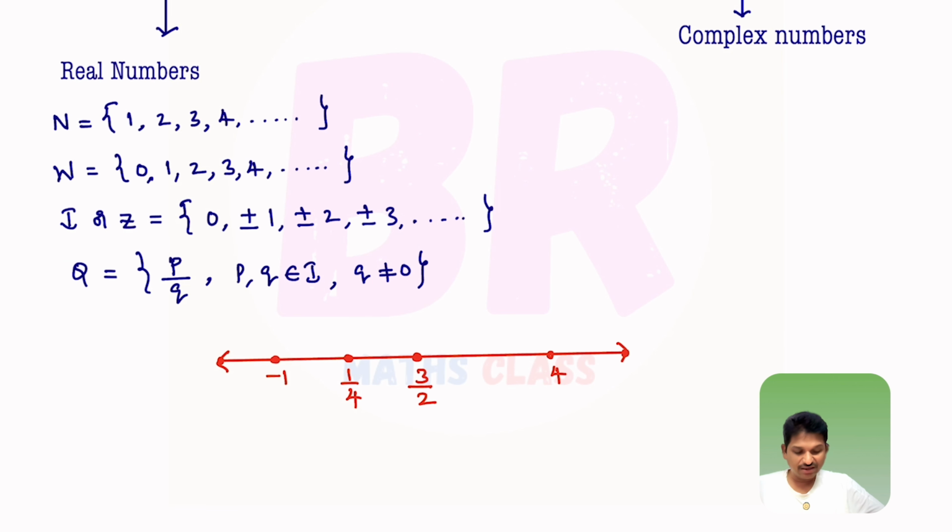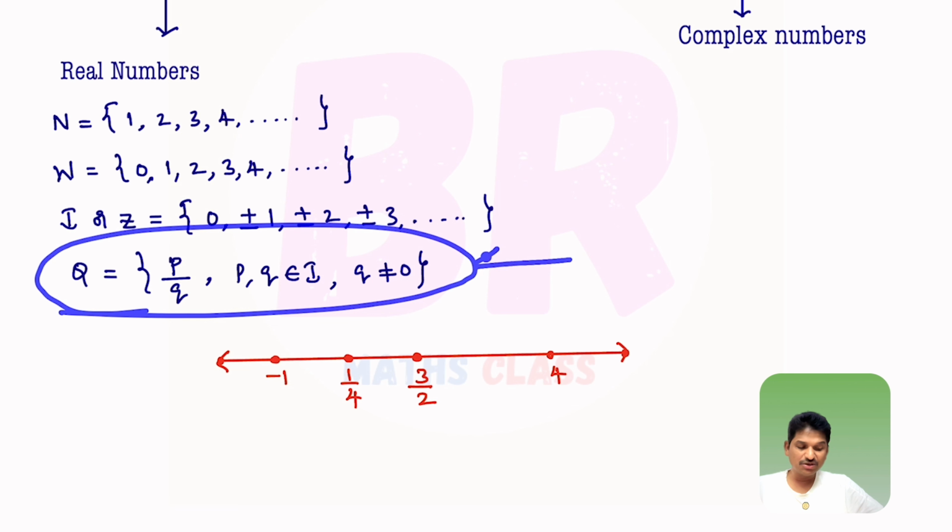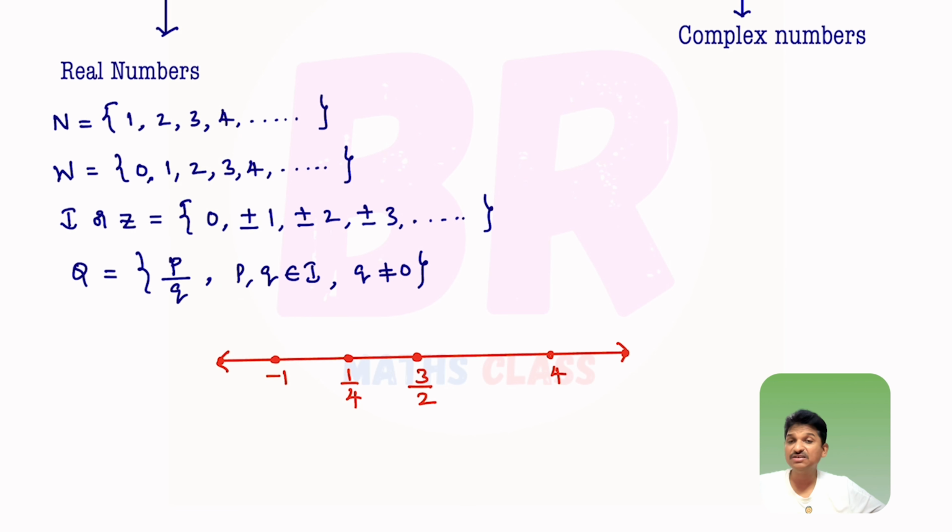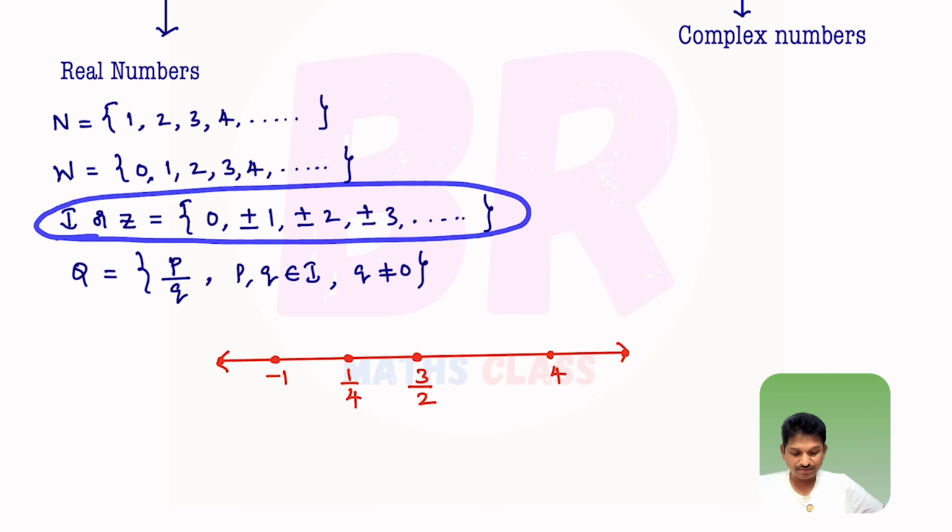So what are rational numbers? You already know what rational numbers are. Numbers which are in the form of p by q, where p and q are integers, q not equal to 0, are called rational numbers. The interesting point about rational numbers is that between two rational numbers there exist infinitely many rational numbers. And all integers are rational numbers. Is the converse true? Converse means all rational numbers are integers? No, all rational numbers are not integers. For example, 3 by 2 is a rational number.